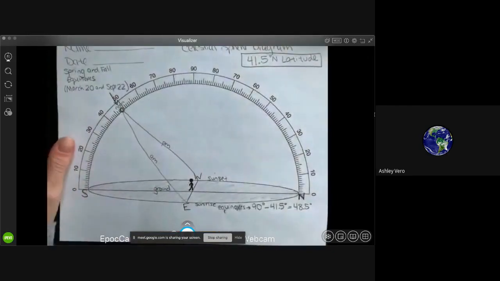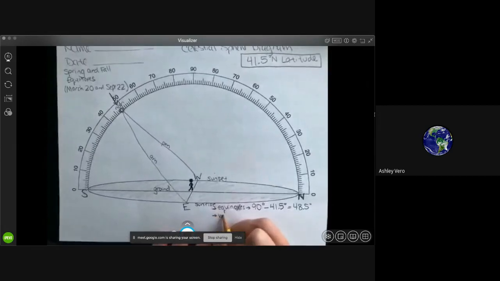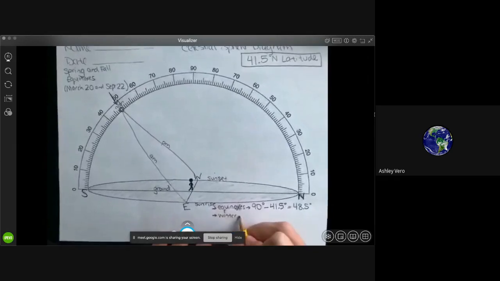Now, in the notes, I told you guys that the Earth is tilted at, we just say 23.5 degrees. It's actually 23.4 degrees, so you could see where that's easy to round it to the halfway point. So the next one we're going to do here is going to be our winter one, and that axial tilt is going to come into play here.